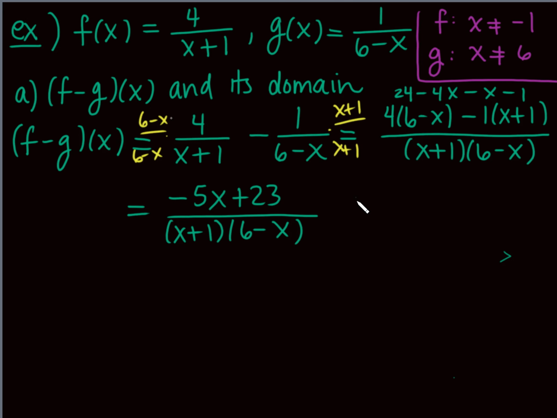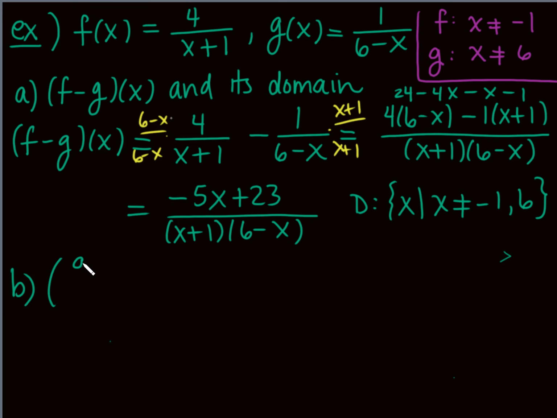And then again, what is my domain here? I'm lazy, so I'm going to do set notation. It's all x such that x is not equal to negative 1 and 6. And you can kind of see that because what are the two factors that would make me have a 0 in the denominator? It would be negative 1 and 6, right?